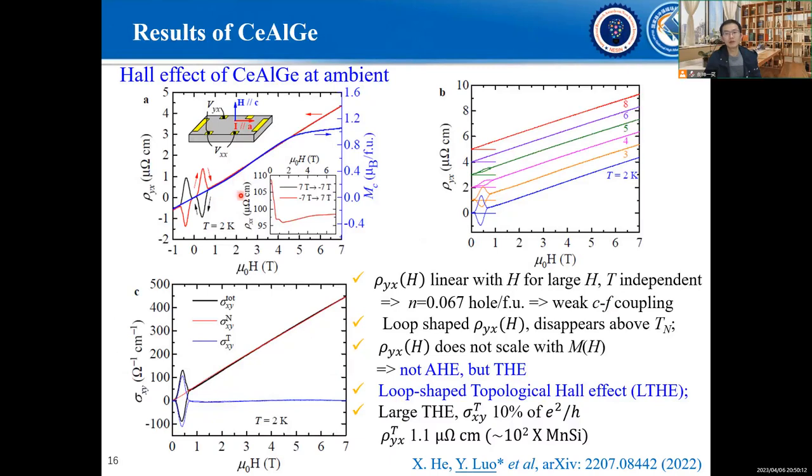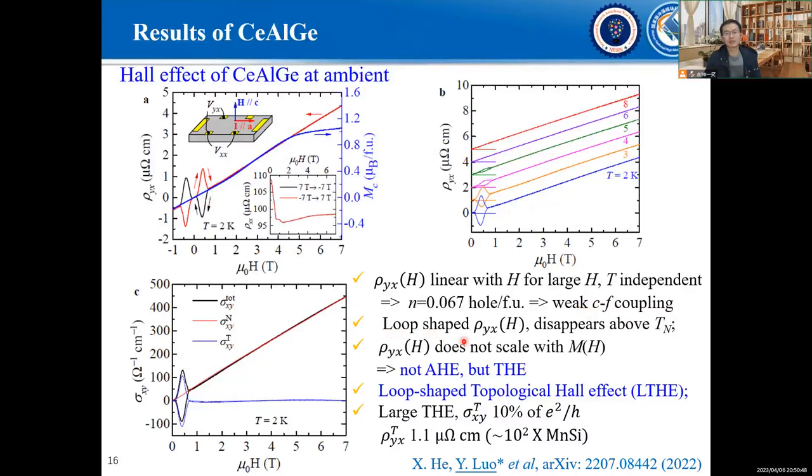And then we measured the Hall effect at ambient pressure. Here, for high field, we found that the Hall resistivity is essentially a linear function of field, and is also temperature independent. From this, we can get the carrier density, which is 0.067 holes per formula unit. And this is consistent with the weak Kondo hybridization.